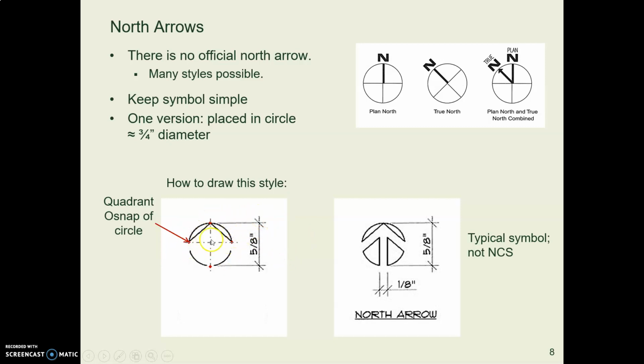So make a circle. At the quadrant points of the circle, 0, 180, 90, connect those points with diagonal lines. That makes the top pointy part of your arrow. And then offset those lines 1/8 of an inch and trim out the sides of the circle, and you'll have yourself a good looking arrow there.